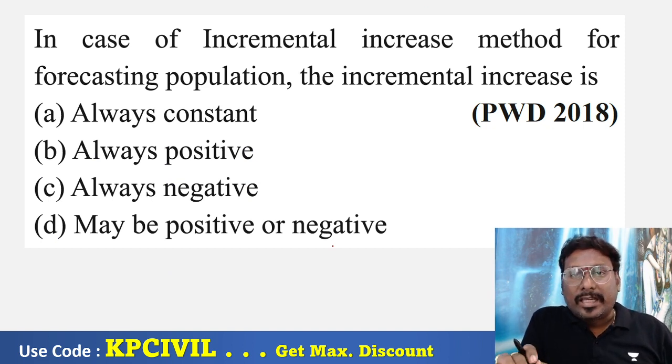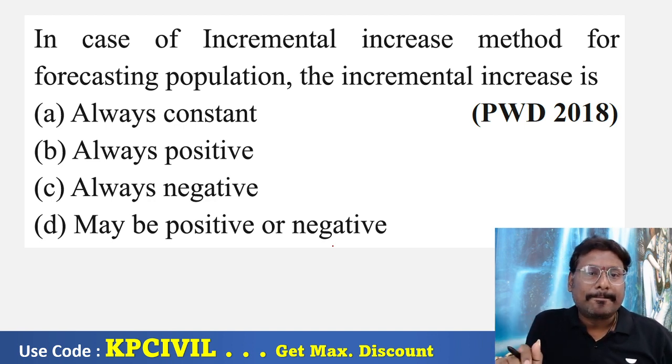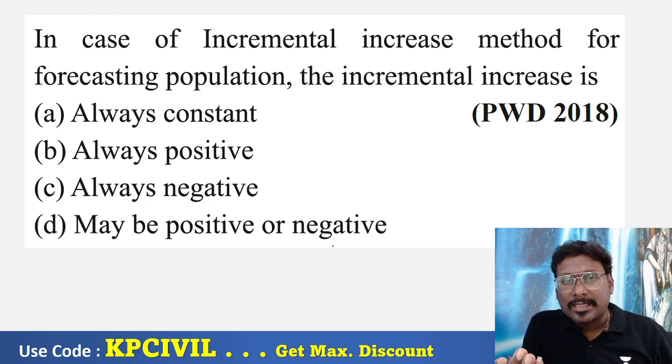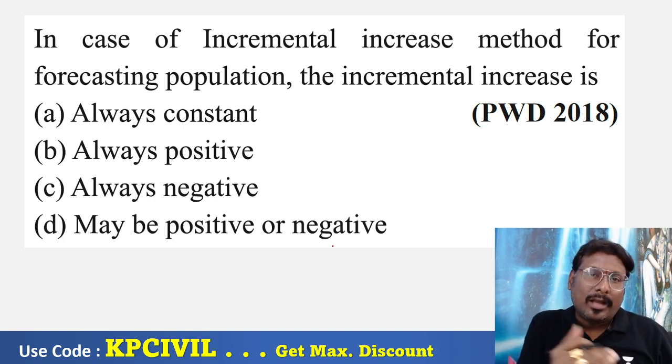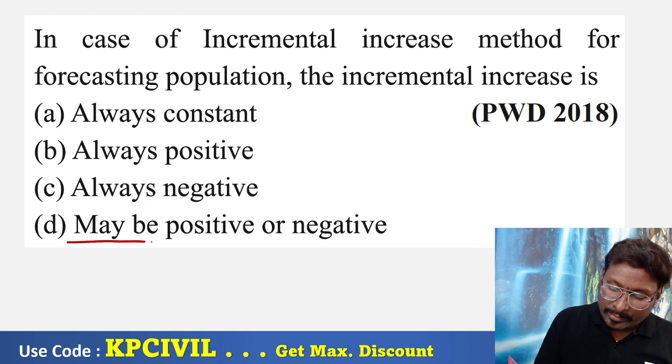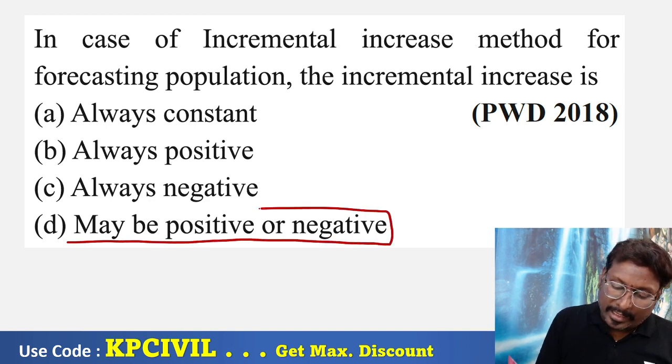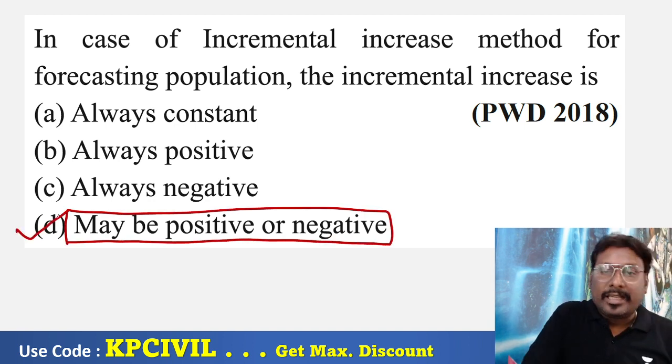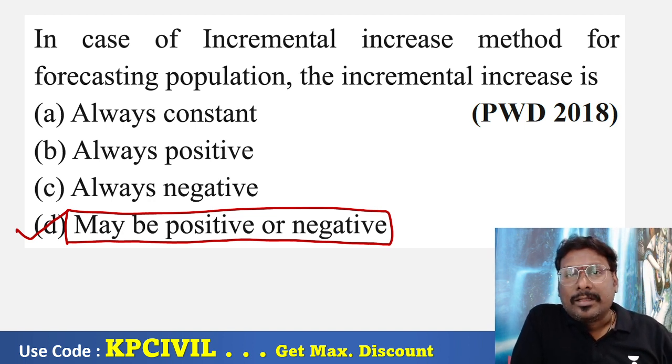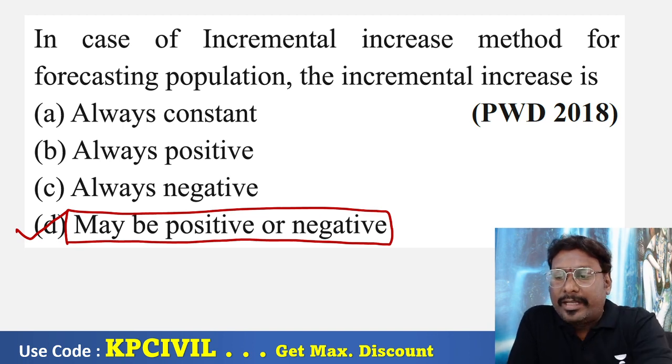In the case of the incremental increase method for forecasting population, the incremental increase is always constant, always positive, always negative, or maybe positive or negative. Sometimes y bar is positive, sometimes y bar is negative. That depends upon the scenario of the city. It varies depending upon the city condition, so it may be positive or negative.